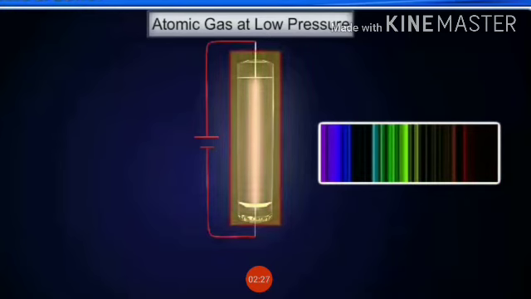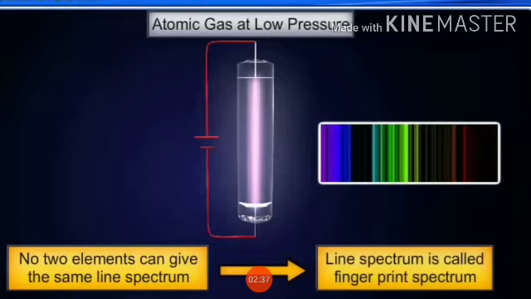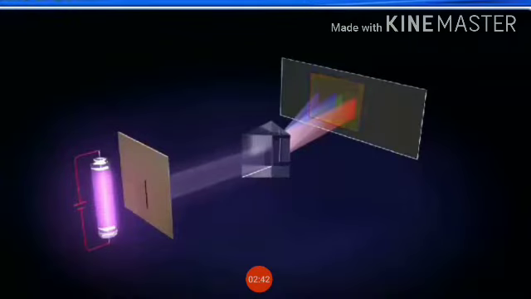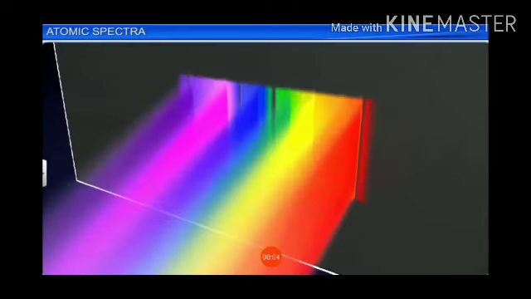When an atomic gas or vapor is excited at a low pressure, usually by passing an electric current through it, the emitted radiation has a spectrum which contains certain specific wavelengths only. A spectrum of this kind is termed an emission line spectrum, and it consists of bright lines on a dark background. The line spectrum is characteristic of the element emitting it. This means no two elements can give the same line spectrum, so it is called a fingerprint spectrum. Spectral lines are grouped into several spectral series, as shown in the figure.